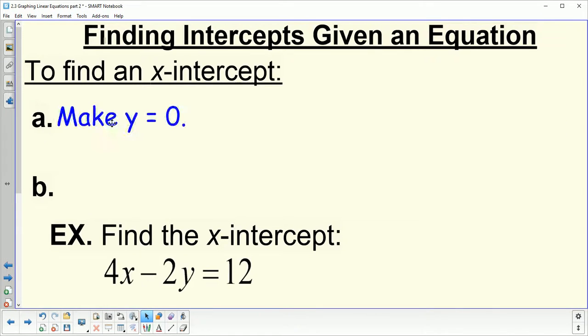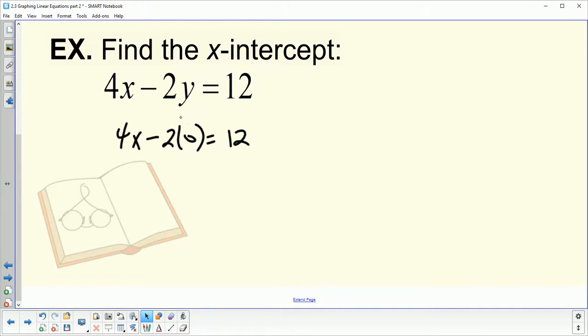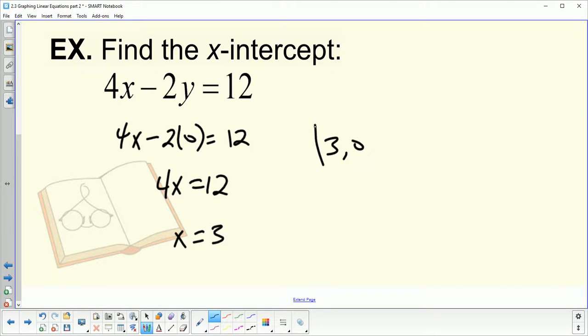Okay, to find our x-intercepts, we're going to start by making y 0. So we'll have an equation, and we substitute 0 in for y, and then we solve for x. So if I substitute 0 in for y, our equation would look like that. Well, that's always going to happen, that this y term is going to cancel out, and we're going to end up with just 4x equals 12. Divide both sides by 4. We get that x is equal to 3. So our x-intercept for that equation would be at (3, 0).